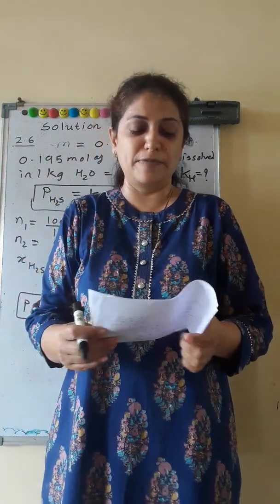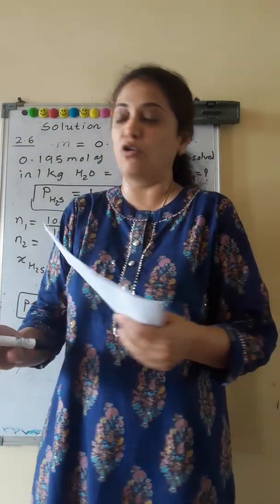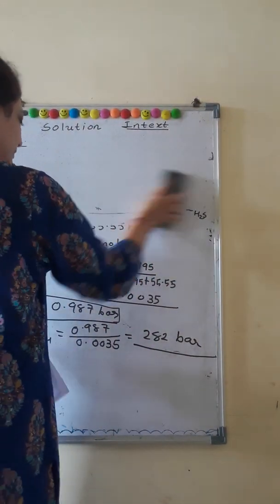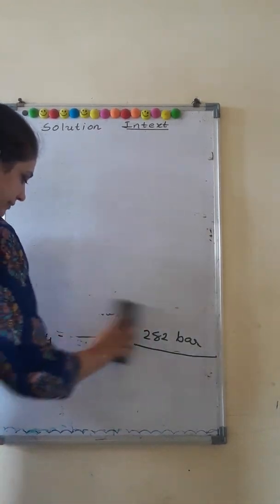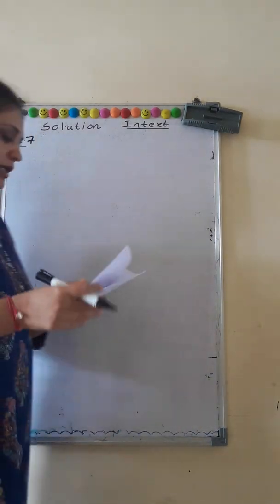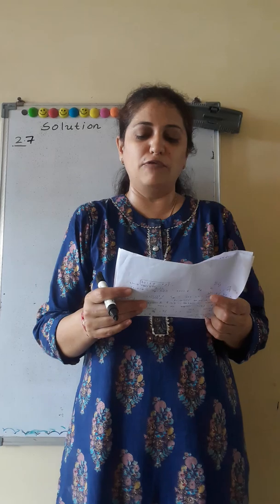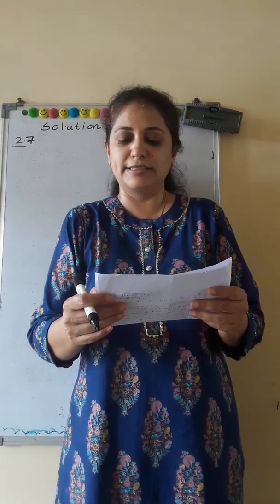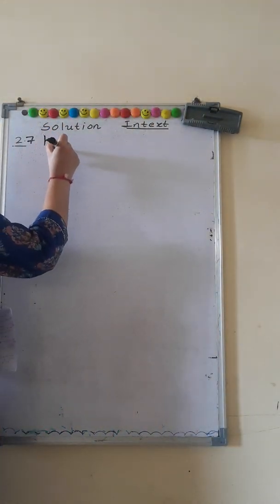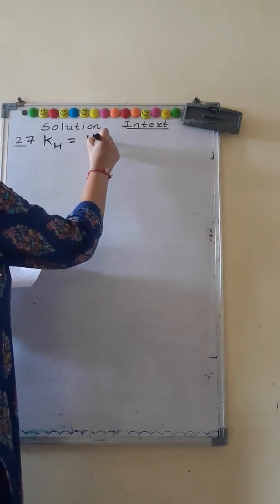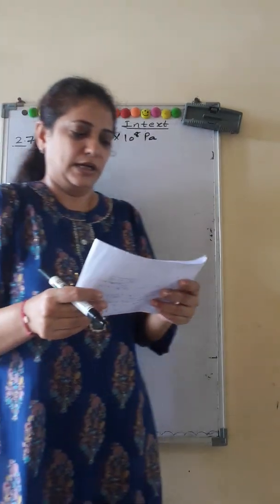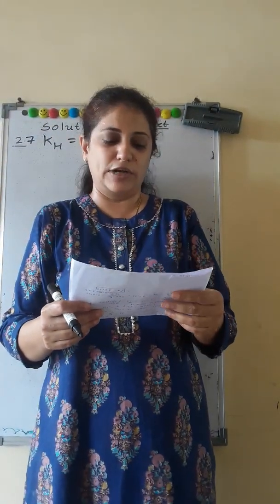Let us go to the next sum now. Next sum is also based on Henry's law constant. Sum number 2.7. Henry's law constant for CO2 in water is 1.67 into 10 raised to 8 Pascal. So Kh for CO2 is given as 1.67 into 10 raised to 8 Pascal at 298 Kelvin. So temperature is 298.